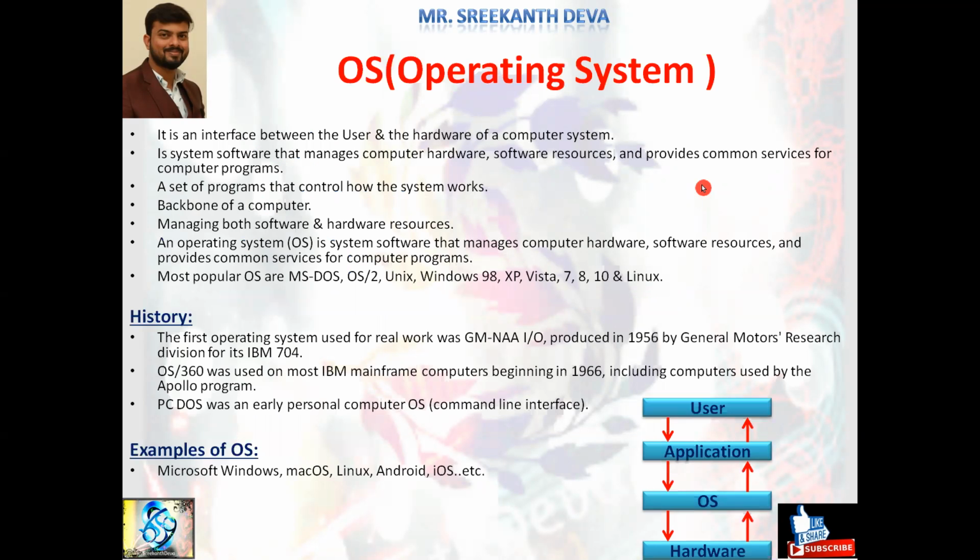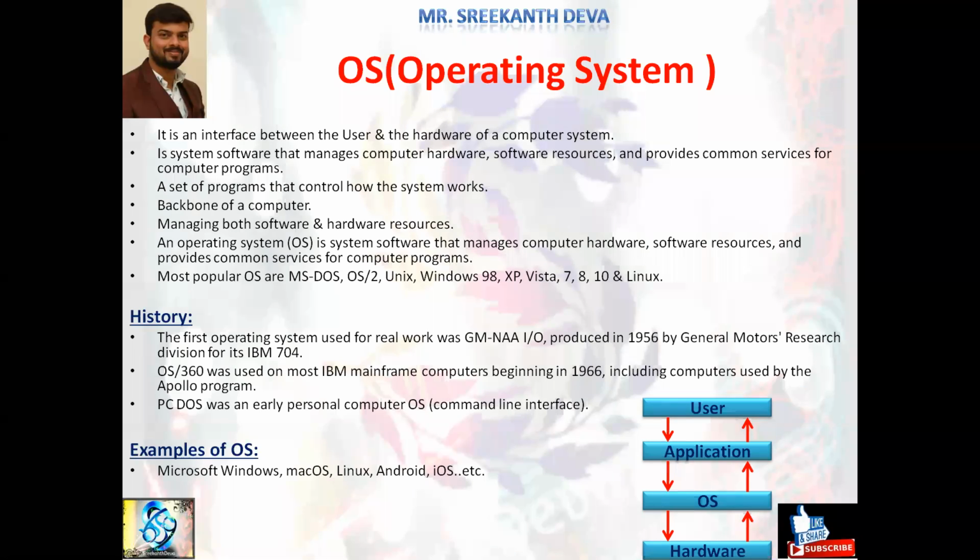See, what is this operating system? Operating system is an important component of the computer system. It can be defined as a set of programs that control how the system works. It is the most important program that runs on a computer. So it is considered the backbone of a computer because it manages both software and hardware resources.